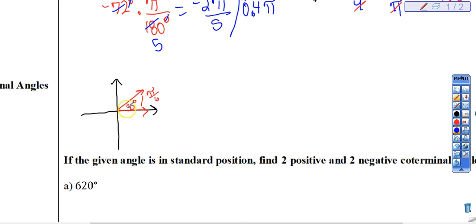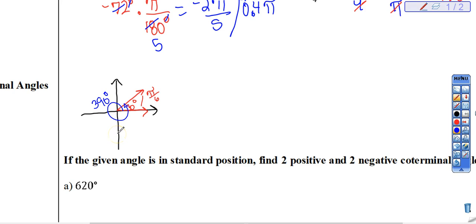Here's something I could do. I have to go positive, so that means starting at the initial positive x-axis, and I'm going to rotate up. I can rotate a full revolution and then come back up and rest right there on the same terminal side. But that's not a 30-degree angle. That's a 390-degree angle because I did one full revolution plus an additional 30 degrees.